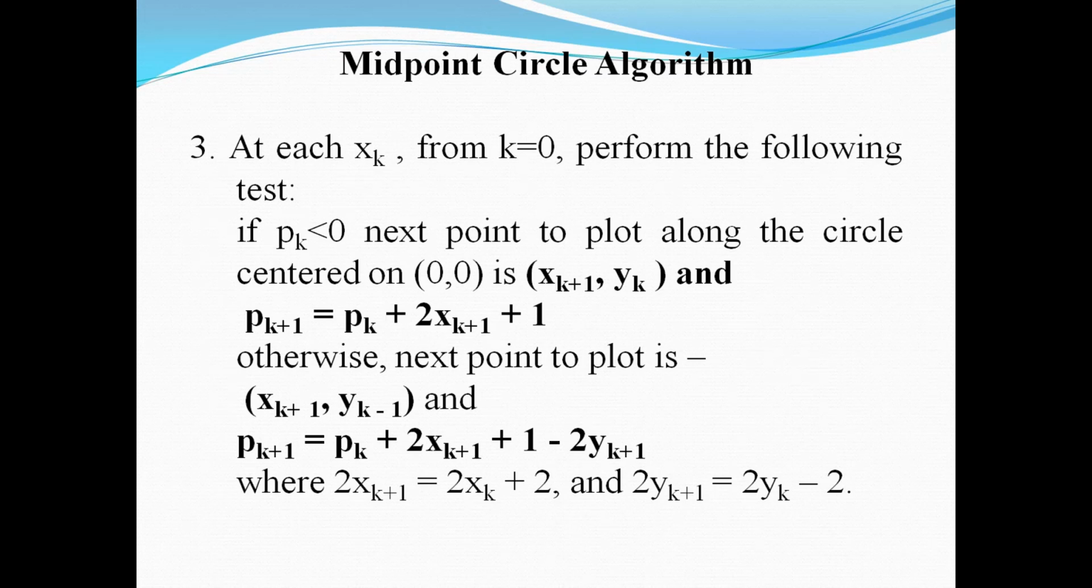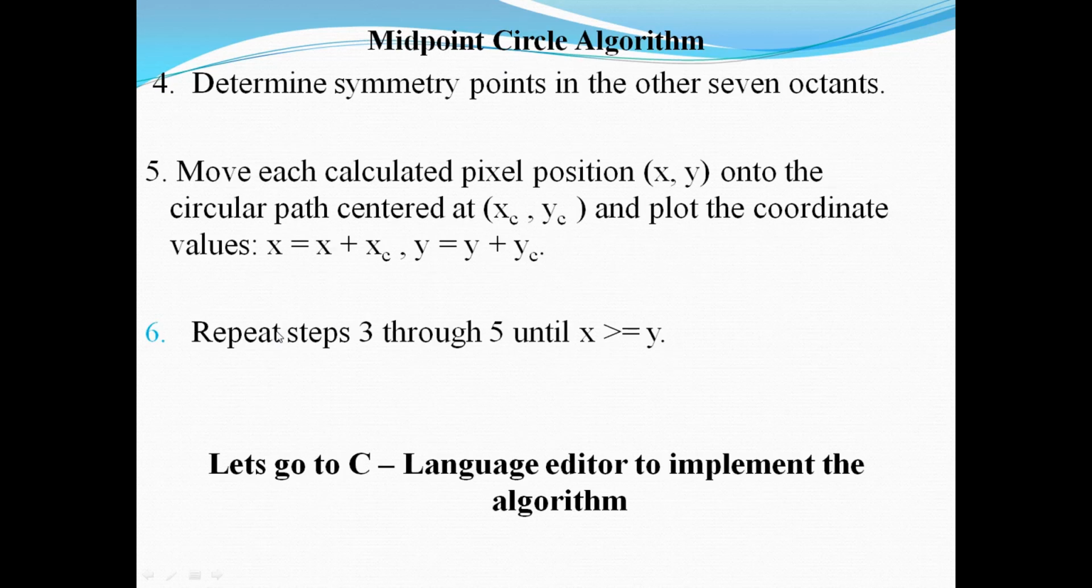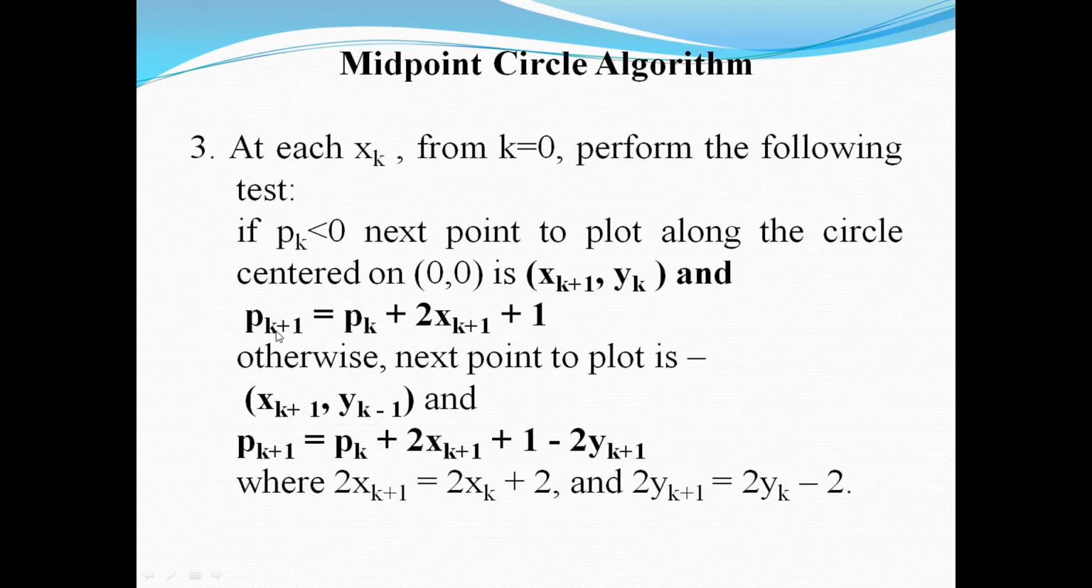It says that if the value of the decision parameter, that is pk, is less than 0, then the next point to be plotted is xk plus 1, yk. That is, we will increment the x value while the y value will remain the same. And the next decision parameter would be calculated using the formula pk plus 1 equals pk plus 2 times xk plus 1, plus 1.